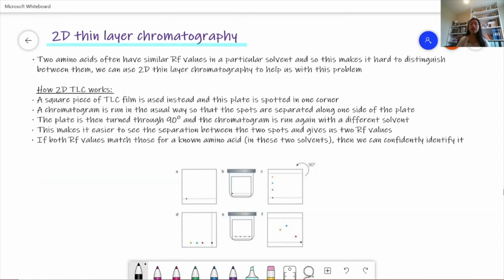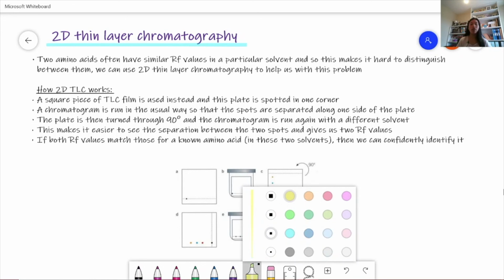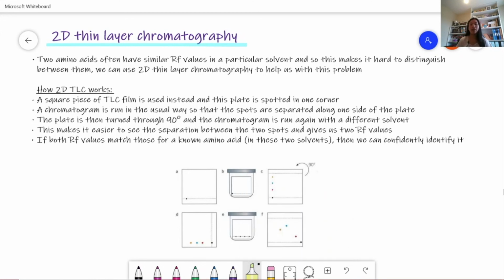Now we're going to have a look at another type of thin layer chromatography, which is 2D thin layer chromatography. So 2 amino acids often have similar RF values in a particular solvent, and so just using thin layer chromatography makes it hard to distinguish between them. And so this is where 2D thin layer chromatography comes in. So how it works is that a square piece of TLC film is used instead of the rectangle that we had for normal thin layer chromatography.